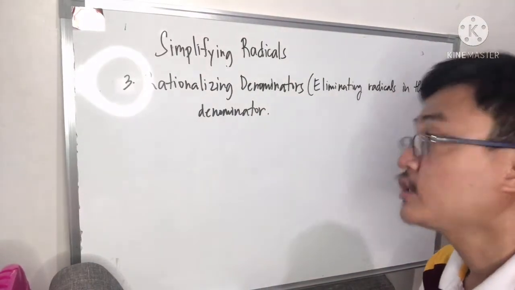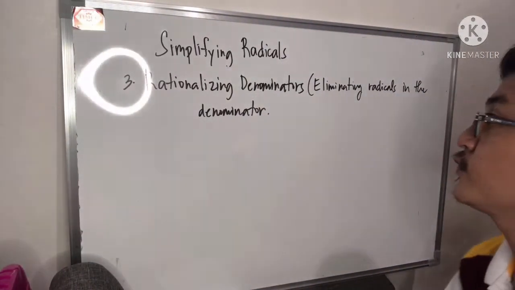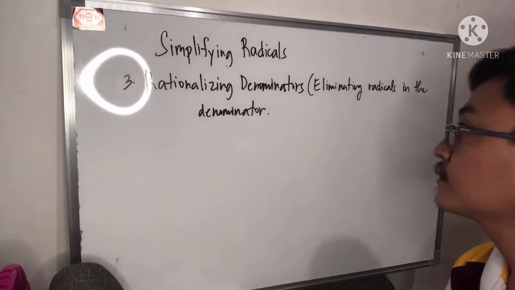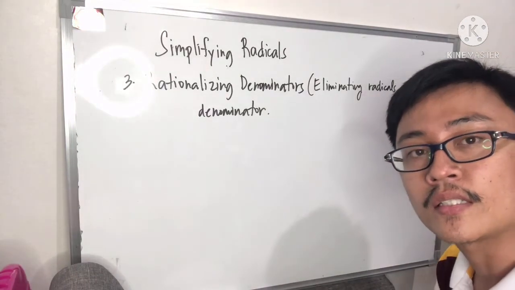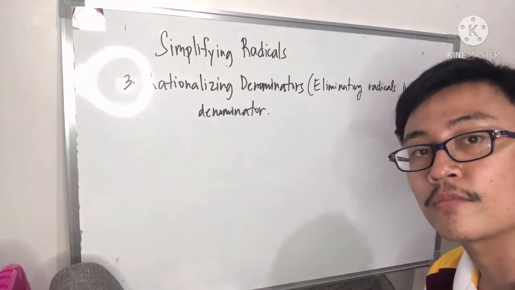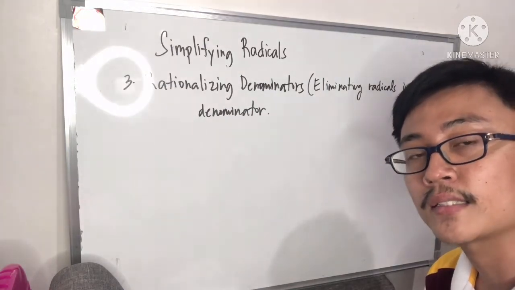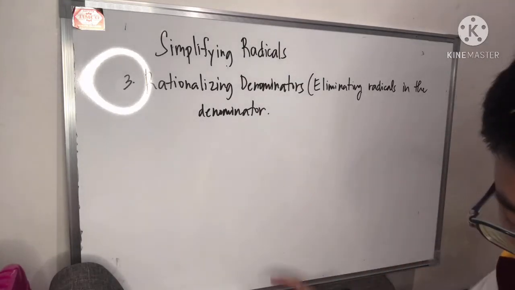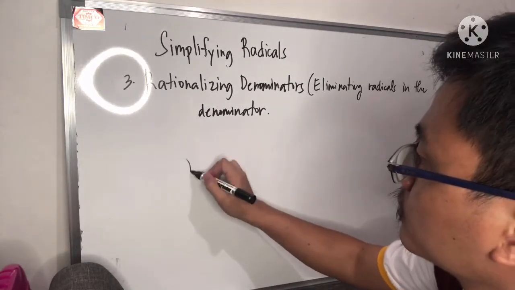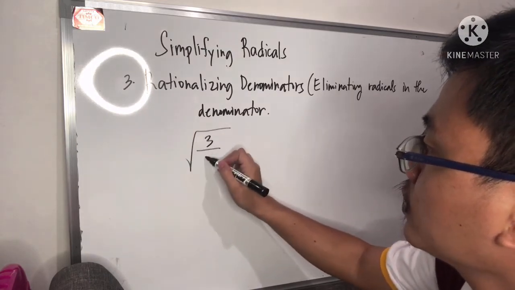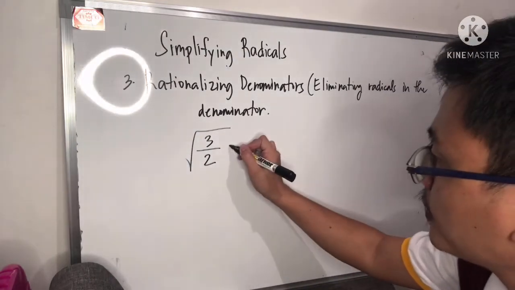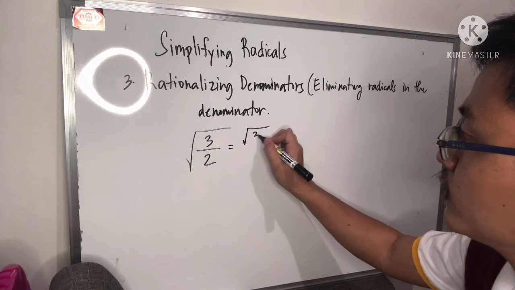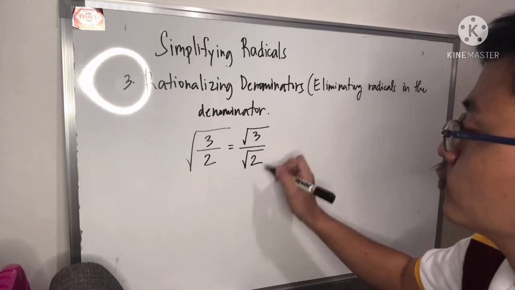Okay, sa third condition tayo, wherein we have to rationalize the denominator. So, meaning, we're going to eliminate radicals in the denominator. Since hindi pwedeng sa final answer mo ay meron kang radicals sa denominator. So, example tayo. Let's say we have square root of 3 over 2. First step, pag-iwalayin muna natin. That becomes square root of 3 over square root of 2.